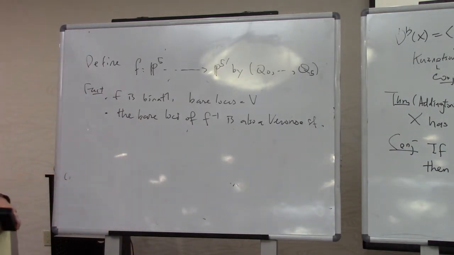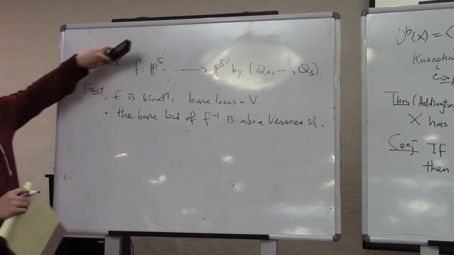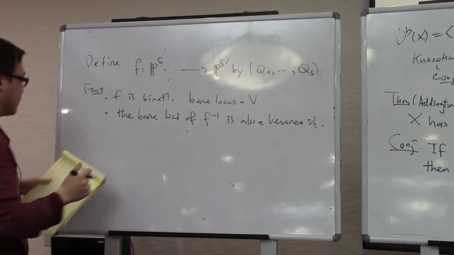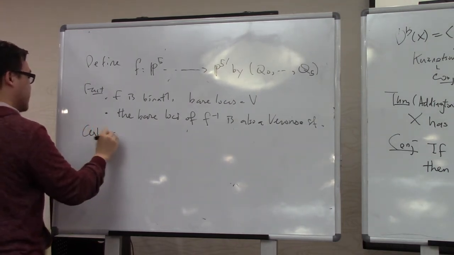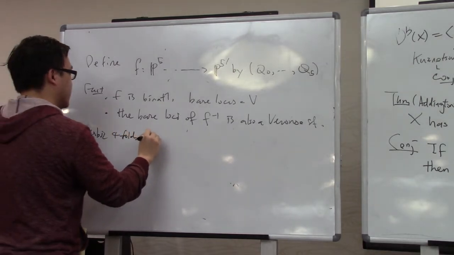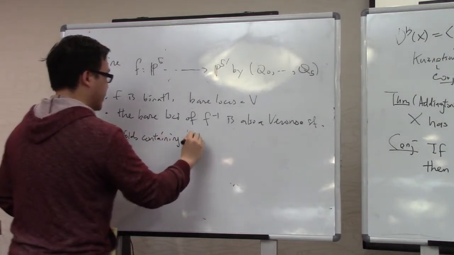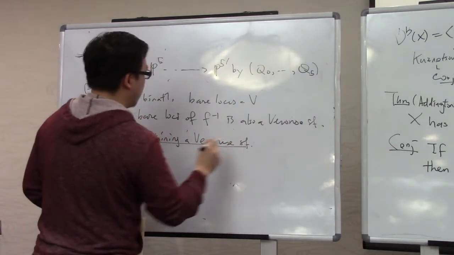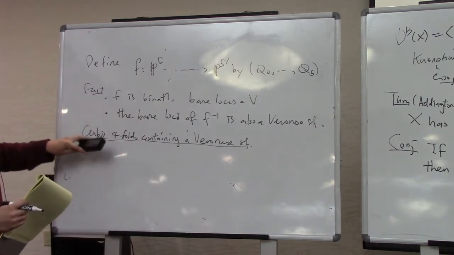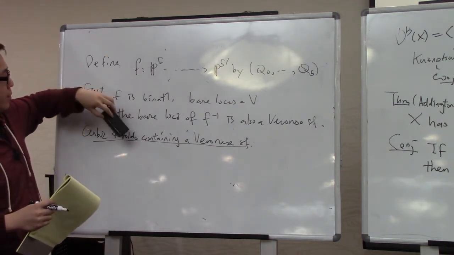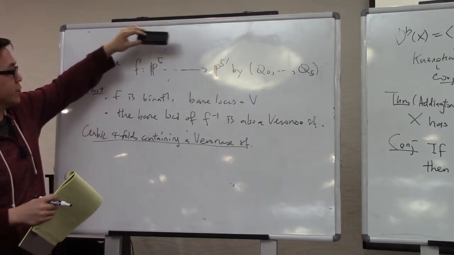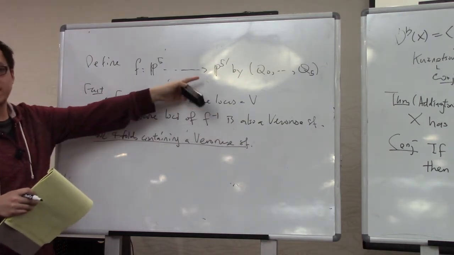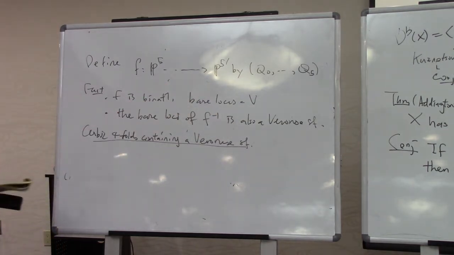Okay, so now we're going to look at cubic fourfolds containing a Veronese surface. Later we'll see that for such cubic fourfolds, the image will also be a cubic fourfold containing the Veronese surface in P5 prime.